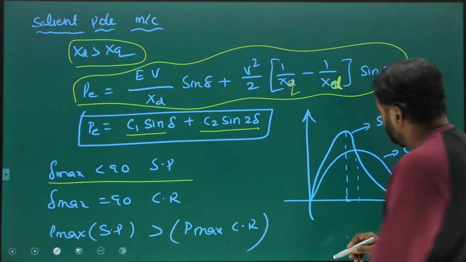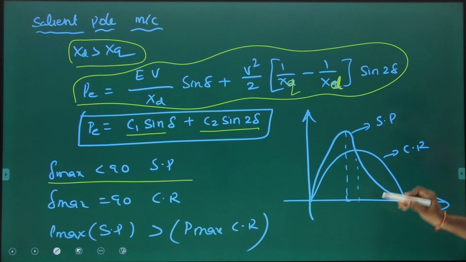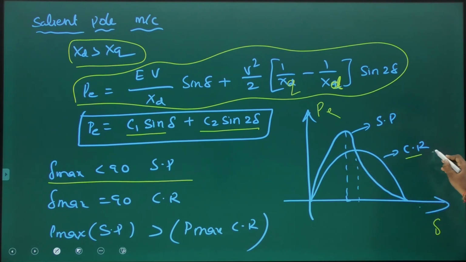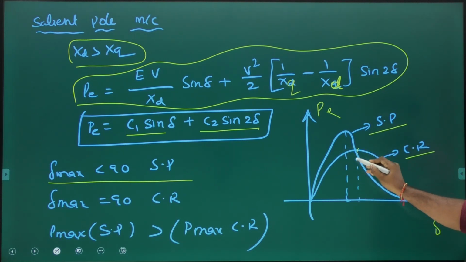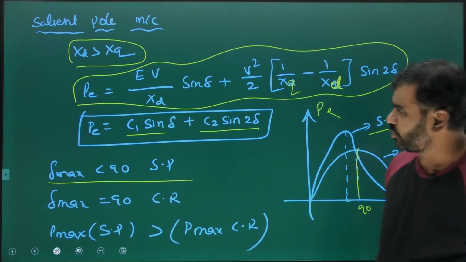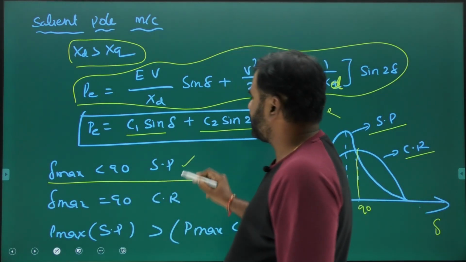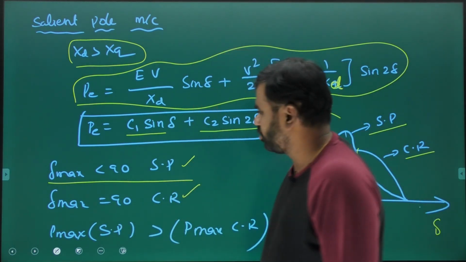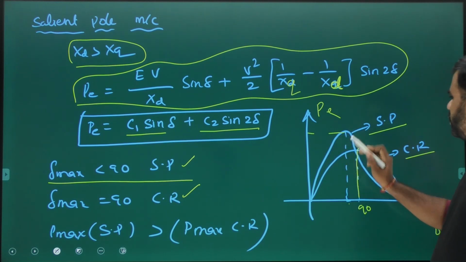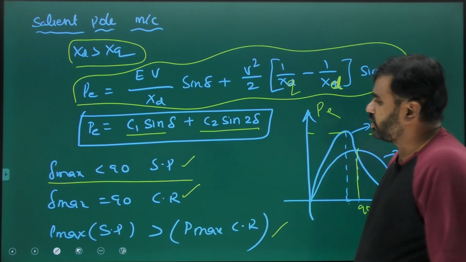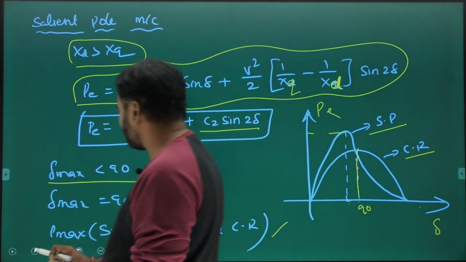If you see here, this is the plot for the salient pole machine, the power angle curve, delta versus P. This is a plot for the cylindrical rotor machine, and this is the salient pole machine. Delta max is exactly 90 degrees here, but here it is less than 90. Delta max less than 90 for the salient pole machine, be careful about this. Delta max equal to 90 for the cylindrical rotor machine. And P max of the salient pole machine is always greater than P max of the cylindrical rotor machine for the same power rating.